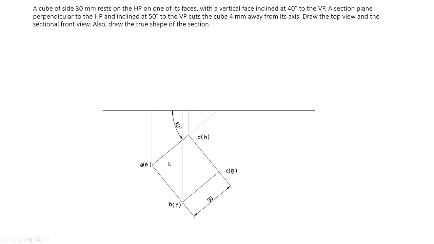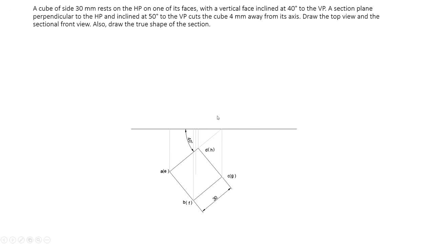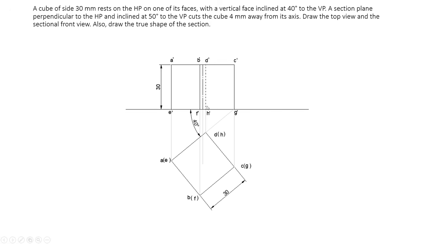Now project all these points to the reference line. Also locate the centroid by drawing the cross diagonals. Now you will get the centroid. From there you project that point also to the reference line. Now you mark the height of the object. Height is 30 mm. Now you just draw the axis using a chain line. Since it's a cube, the cube height also will be 30 mm. So from these points you mark height 30 mm and draw a box like this.